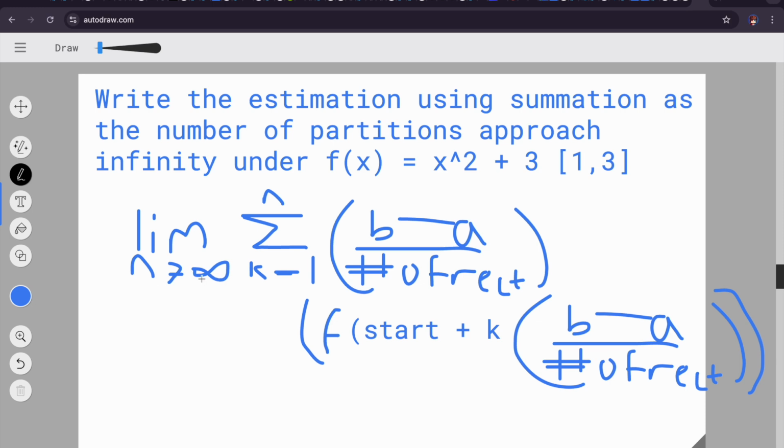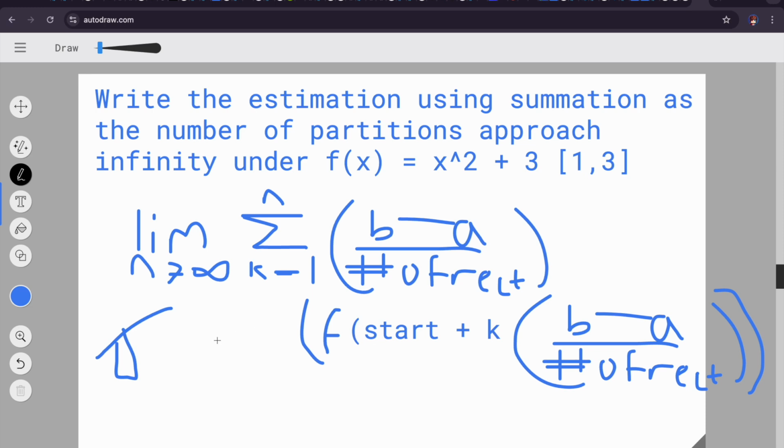And the reason why it goes to infinity is because if we have the number of rectangles at infinity, we can make it extremely accurate when we estimate the area under a curve. If we have infinite, it's going to be very accurate. So next we're going to do b minus a, this b minus a, and the number of rectangles. In this case we do not have the number of rectangles, so that'll just be n.